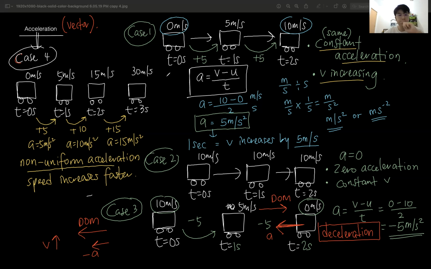So four cases. Please remember this. The words constant acceleration, non-uniform acceleration, zero acceleration, we'll always see them. Another word for constant is uniform. Sometimes they will say uniform acceleration, which actually has the same meaning. Uniform means constant. That's why we say non-uniform means not constant. So you will see uniform acceleration, uniform velocity, non-uniform acceleration. Then deceleration has another word called retardation. Exactly the same meaning. Retardation is deceleration. So these are different terms that you will come across when doing the exercises.